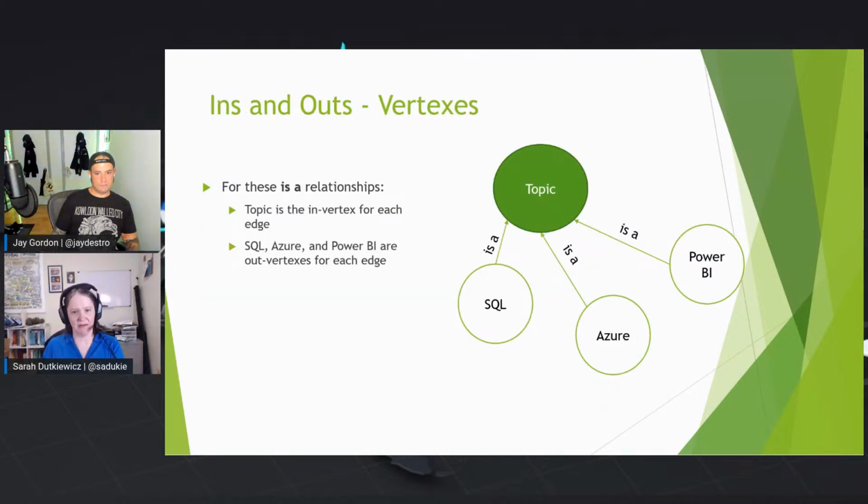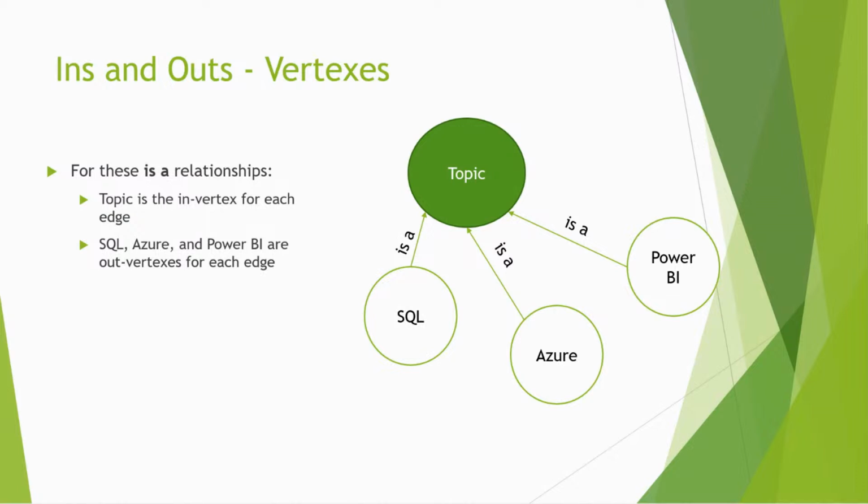All right, so ins and outs. This is what that graph looks like as a whole. So you see that there is an ISA relationship. The arrows pointing at topic are the in from the perspective of topic, and then they're outs from the perspective of SQL, Azure, and Power BI. So this is looking at ins and outs with the vertices.